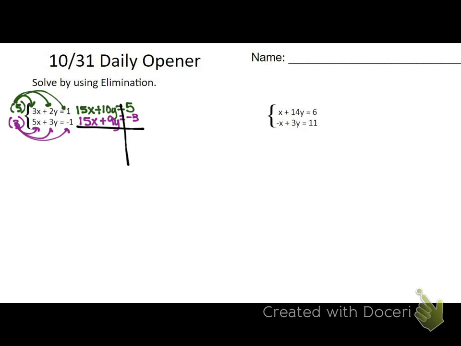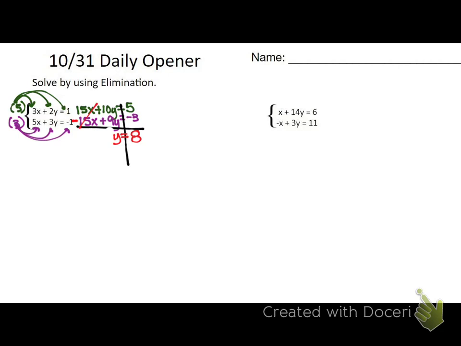In order to eliminate the x, you have to decide, are you going to add these together or subtract them? Subtract. Okay, so we're going to subtract. 15x minus 15x will equal 0, so it eliminates. Then we have 10y minus 9y. What does that equal? 1y. And then 5 minus -3? 8. Good job. So what could I do with this 1y? Just get rid of the 1. So the first part of my answer is y equals 8.